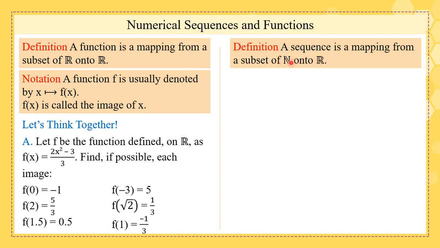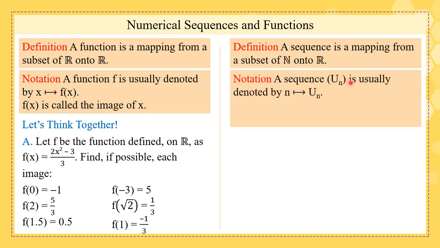And in fact, this happens because in sequences we talk about ranks. So we find the first term, second term, third term. So first, second, and third are terms which are used in N. Now, what is the notation? It's usually denoted by parentheses (un) close parentheses, and it goes from N onto un.